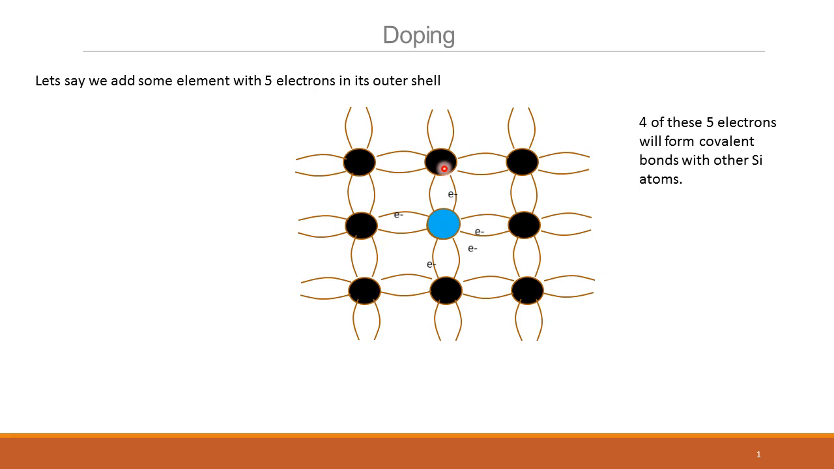This electron is shared with this atom. This electron is shared with this atom. This electron is shared with this atom, and this electron is shared with this atom. Right. So 4 of them are used up. The 5th electron is actually free. Right. It's free to conduct current. So the blue arcs now show the shared electron bond between the new atom and the adjacent silicon atoms.